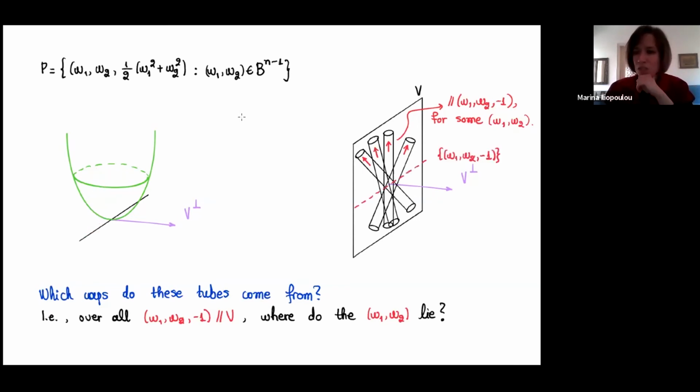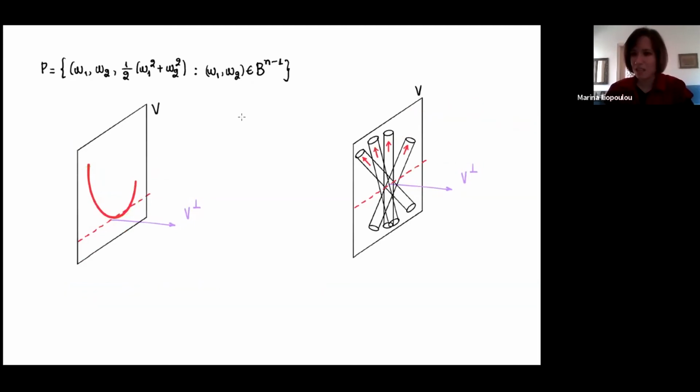And I'm just looking at the corresponding ω1, ω2, which just form a line through 0 because my plane is vertical. And the caps I'm looking for are just on top of this line. So they live on a vertical slice of the paraboloid, which is actually the same slice as V is. Okay, so all these caps live on V, in fact.